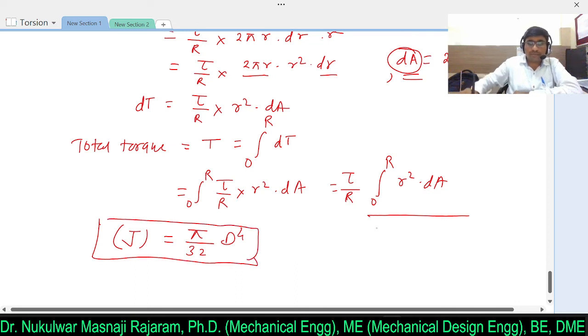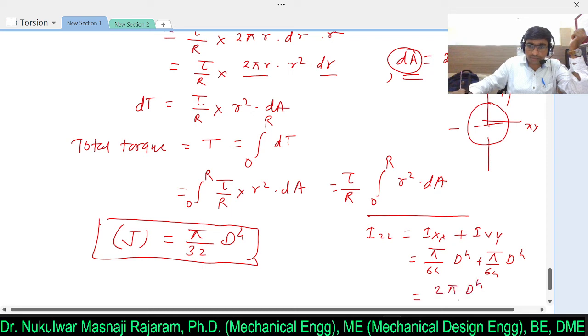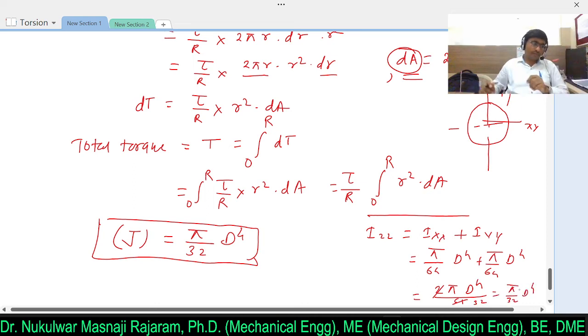How does this come? Because Iz equals Ix plus Iy. So the moment of inertia is pi by 64 d raised to 4 plus pi by 64 d raised to 4. If you consider any circular area along the x-axis and along the y-axis, if you evaluate, it will remain the same. So from this I can get 2 pi d raised to 4 divided by 64, which gives pi by 32 d raised to 4.